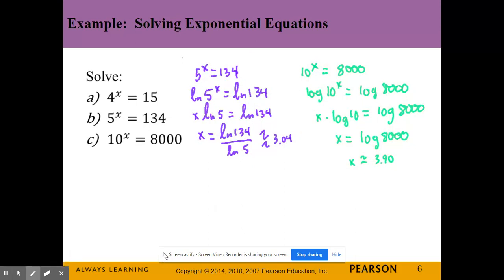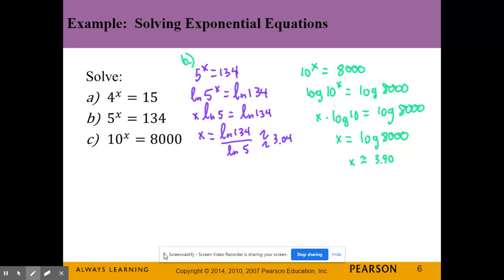So looking at part B, take natural log of both sides, use the power property to get the x out, divide both sides by natural log of 5, and you end up with natural log of 134 divided by natural log of 5, which rounds to 3.04. When the base is 10, remember we suggested using common log of both sides.